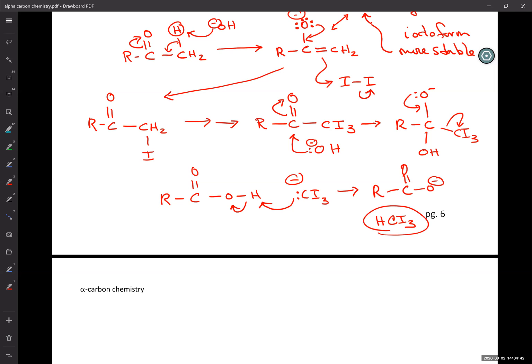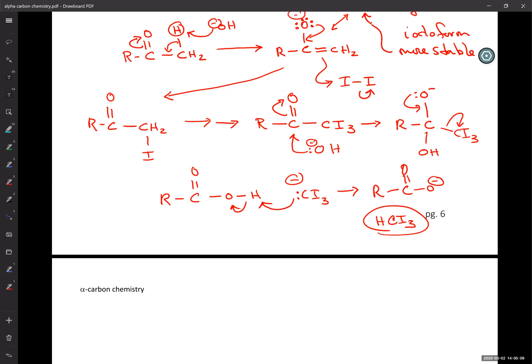But you can convert methyl ketones into carboxylic acids this way. You can also use the iodoform reaction to identify methyl ketones. We don't do that very often anymore. Most of the stuff we do now for analysis is instrumental. You run it in a mass spectrometer and it tells you things like that. But this is an easy way to tell. Okay, so that was the first.